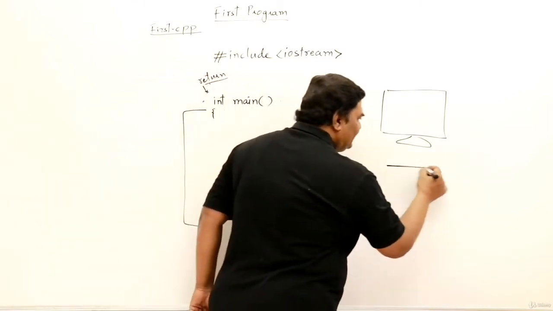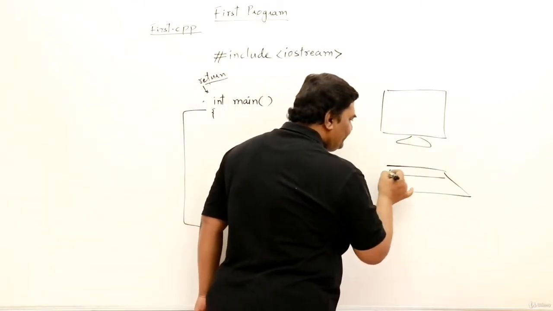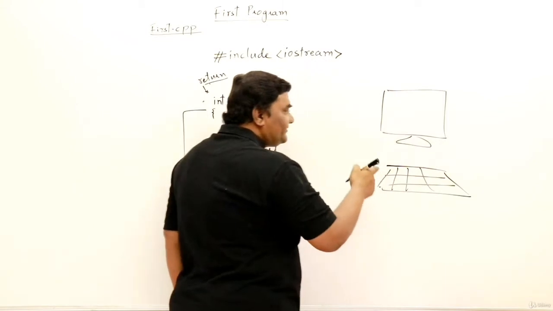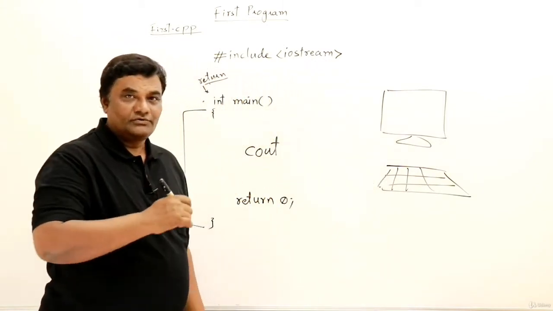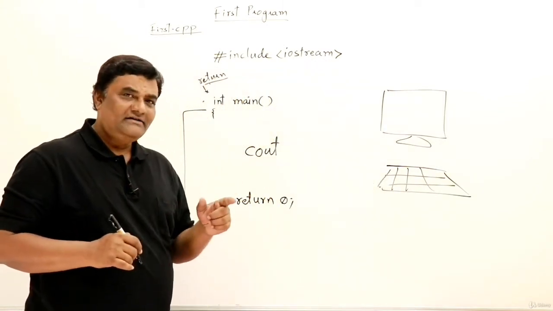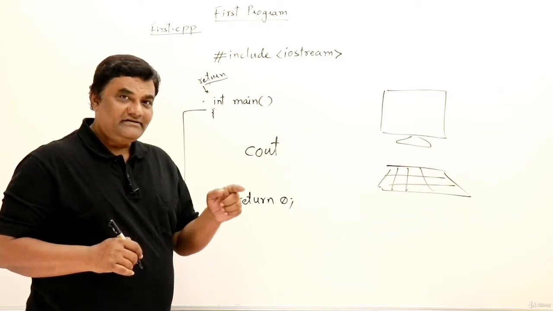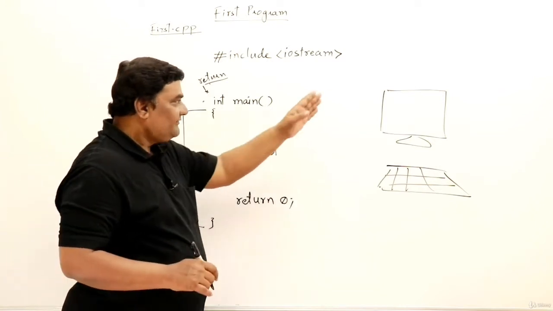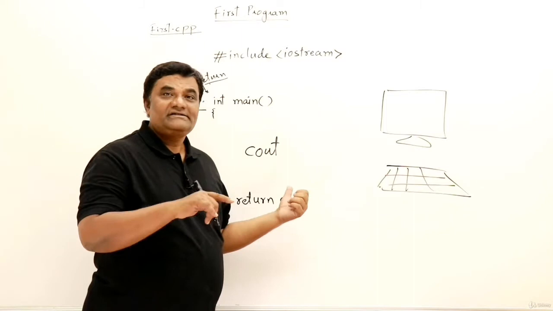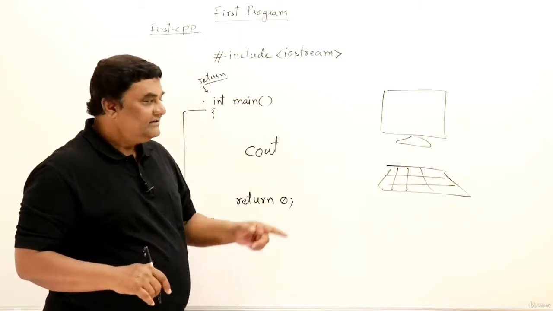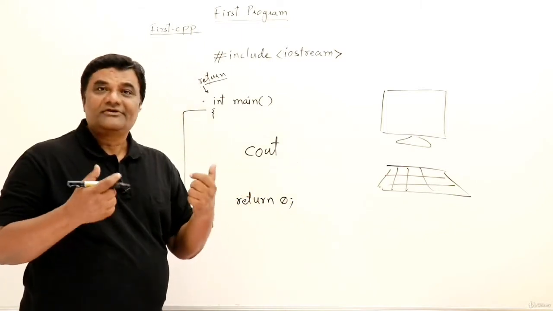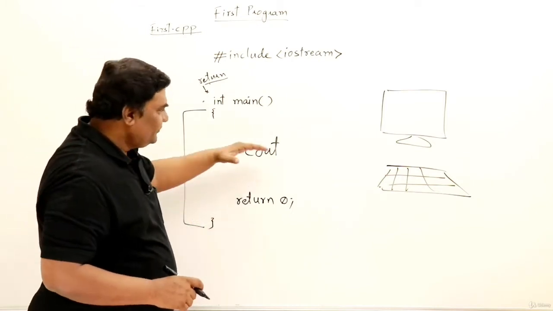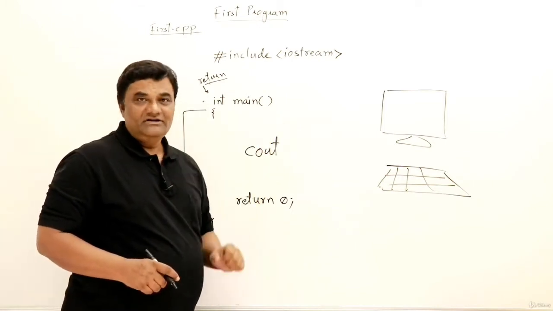Then there is the keyboard, that is useful for taking input, right? So this is the input console. So for that there is cin. Yes, cout for monitor, console out, cin, that is console in, for the keyboard, that is taking any input from the keyboard. So let us use cout and print something on the monitor.